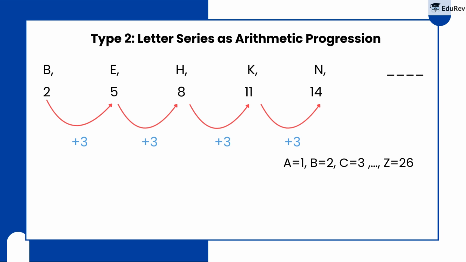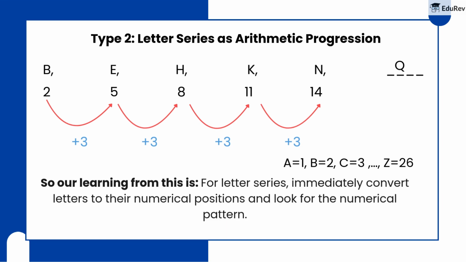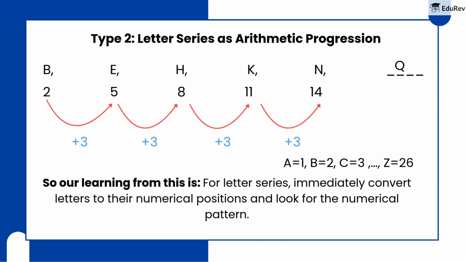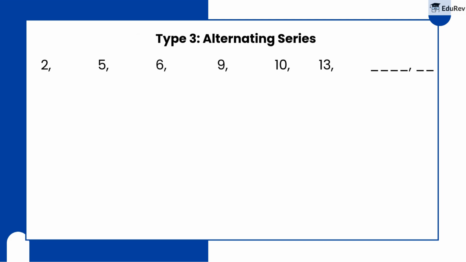The final step is to convert this number back to a letter. The 17th letter of the alphabet is Q. So, our learning from this is, for letter series, immediately convert letters to their numerical positions and look for the numerical pattern. Type 3. Alternating series.